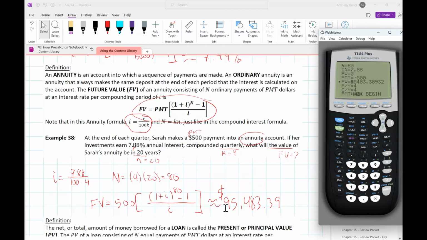Wait, why'd you put 4 and 4? Because it tells us it's compounded quarterly, and we're making payments each quarter. So payments per year is 4, compounds per year is 4. So it should be just the K in these cases. Is that cool? How do we find N again? Which 2 did you take? It's always the years times the K.